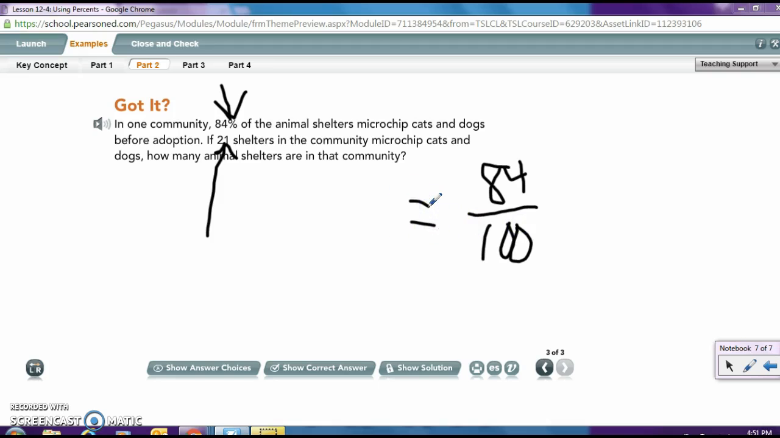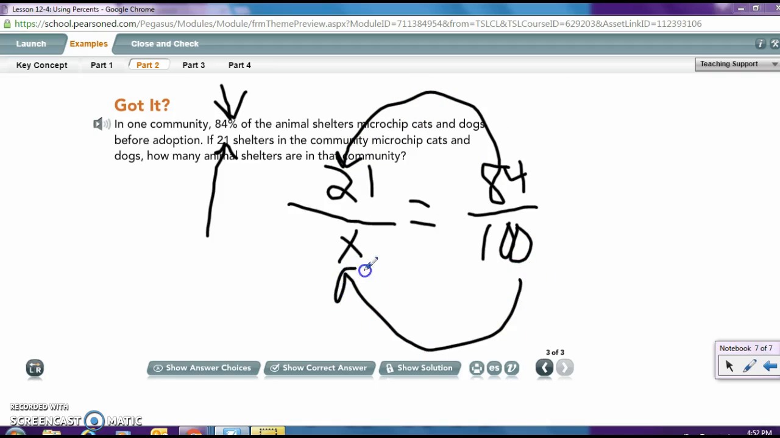84% of the animal shelters microchip cats and dogs before adoption. If 21 shelters in the community microchip cats and dogs, how many are in the community? Well, I know that there's still more shelters out there that probably don't microchip dogs and cats. So 21 must be my part. So I need to figure out what my whole is. So I need to see, well, 84 divided by what number is 21? And once I figure that out, 100 divided by what number that was up here will give me x.